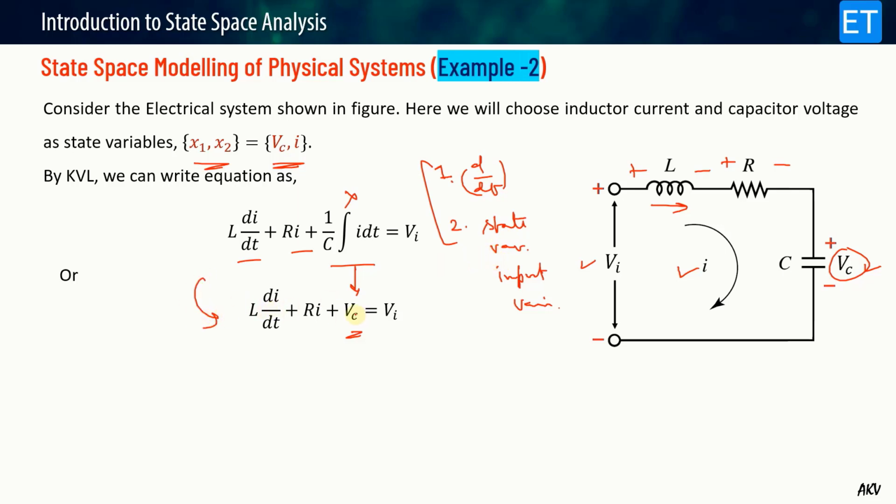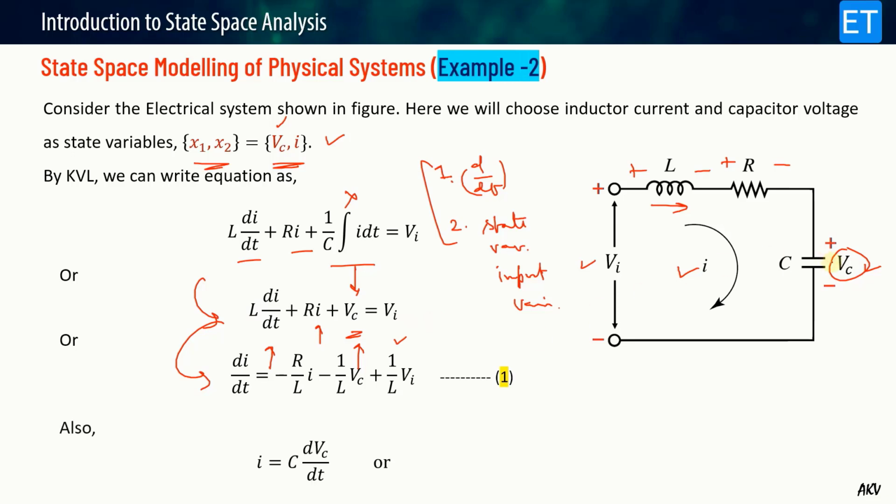So if you see this equation, it satisfies both the requirements. It has one d by dt term, and all other variables are I, which is also a state variable, Vc, also a state variable, and Vi, that is the input variable. So from this equation I can write in this format, di by dt equal to minus R upon L I minus 1 upon L Vc plus 1 upon L Vi. I mean, keeping the d by dt term to the left and taking all the terms to the right side. So this is my equation 1.